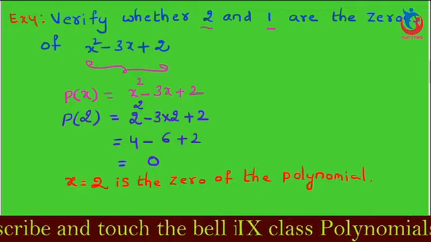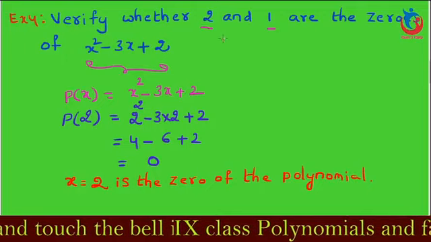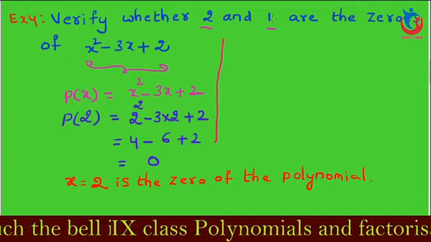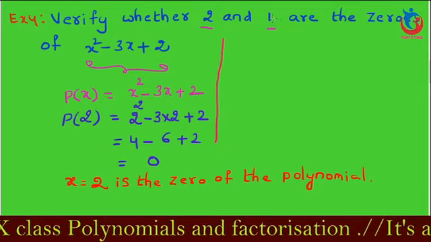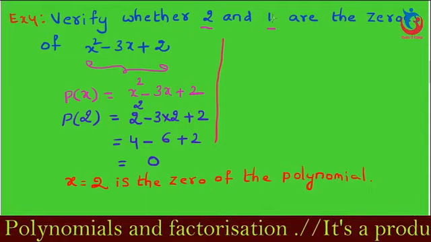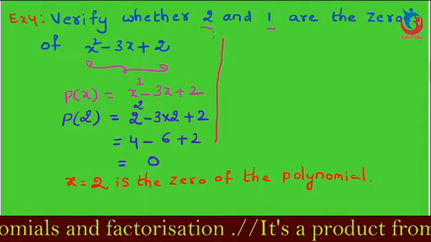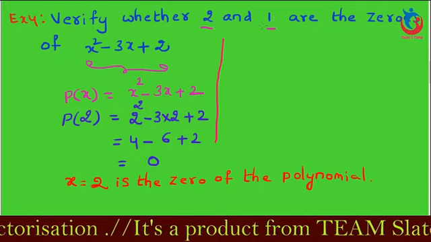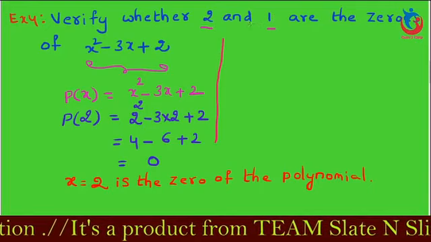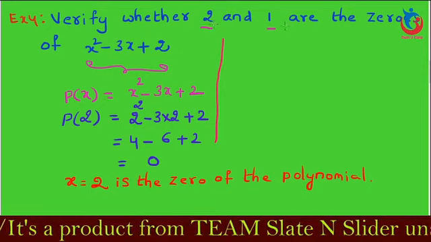So we have to find for 1 also, the previous problem what I said. For that question, we have only one zero of the polynomial. For this question, two numbers are given, 2 and 1. So we are asked to check for the two numbers, 2 and 1.